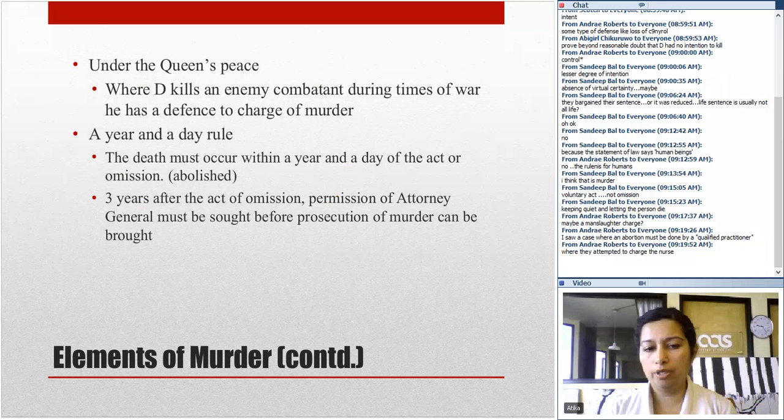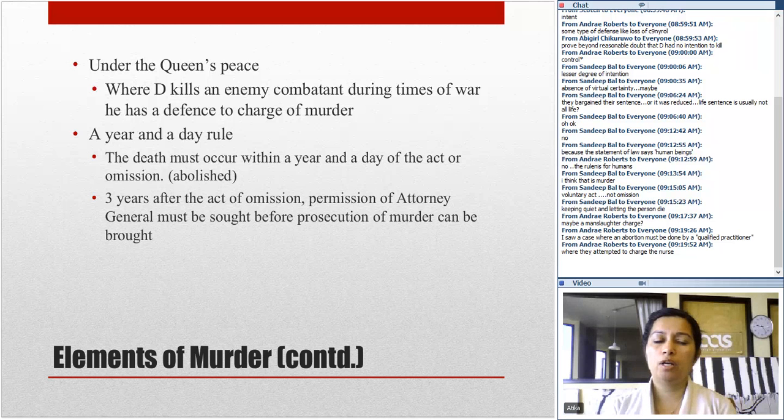We're still on the elements of murder. Stone has a definition. I did not quote it here. It's mentioned in your guide, because later on the definition was changed. There was another element: under the Queen's Peace. You should know that term. I mentioned it here. Queen's Peace means that in the time of peace right now, England is not at war. There is no emergency declared, so it's Queen's Peace. Where a defendant kills an enemy combatant during times of war, he has a defense to the charge of murder because it's war. In times of peace, if he kills the same person, he's going to be charged with murder.